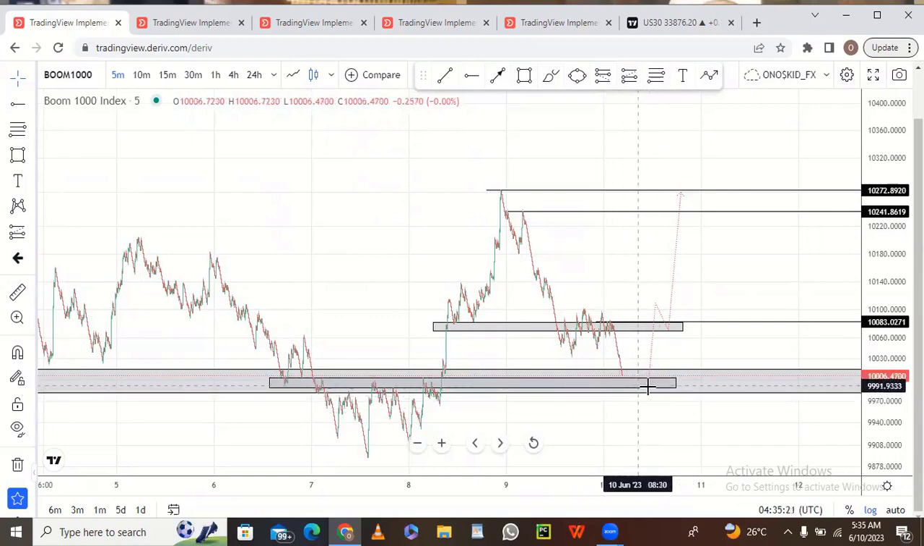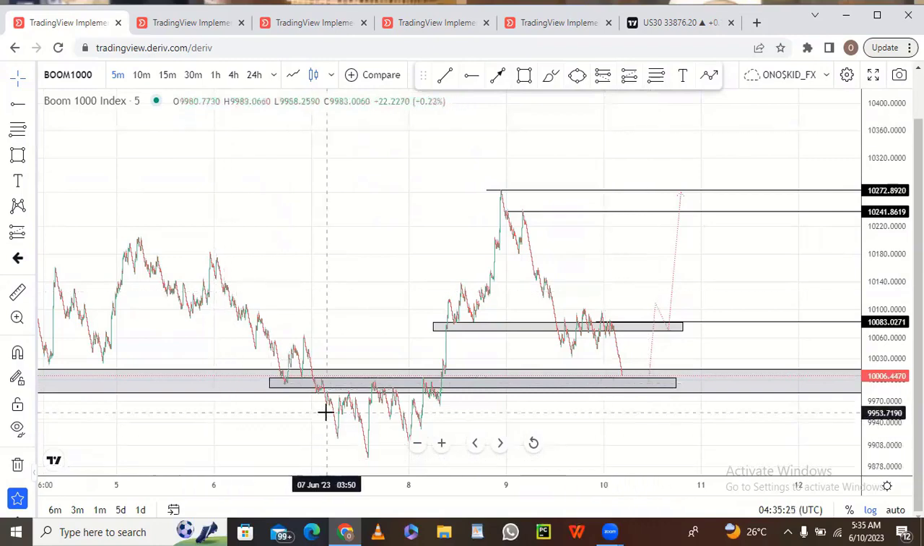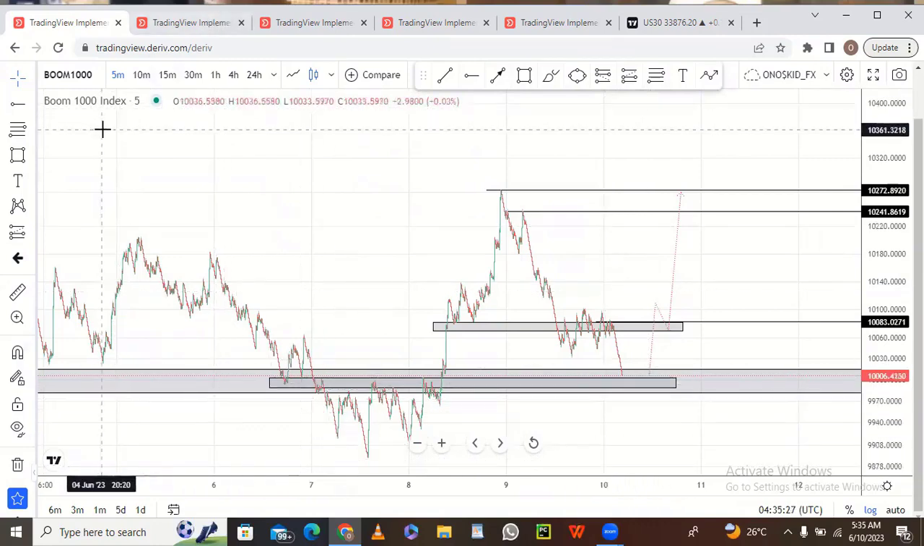We're expecting a push from here to the upside. So that's about Boom. The same thing is applicable if you're trading Crash. For Boom, I said it is always better to look for a buy position as a scalper, because Boom always comes with a huge upward momentum after those consolidations. So it is better to always look for a buy position on Boom.